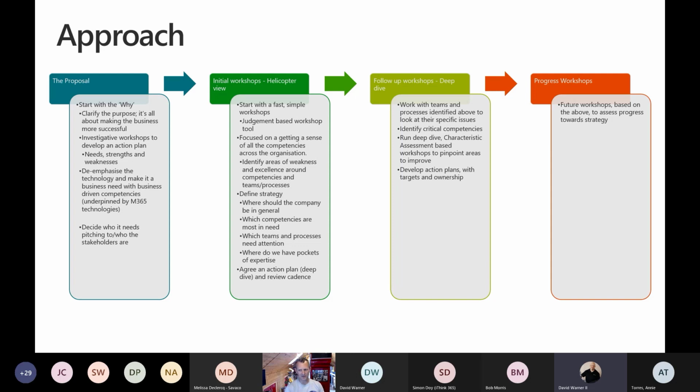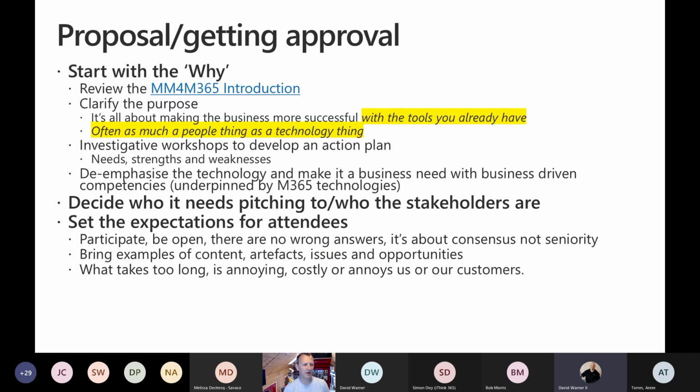Just to be clear, all these slides and other resources are going to be available to you. Again, I'm going to fly through some of these because I want to get into the tools themselves without using up all of the time. So this is kind of what I've said. It's about starting with the why, decide who you're going to pitch it to, set some expectations.